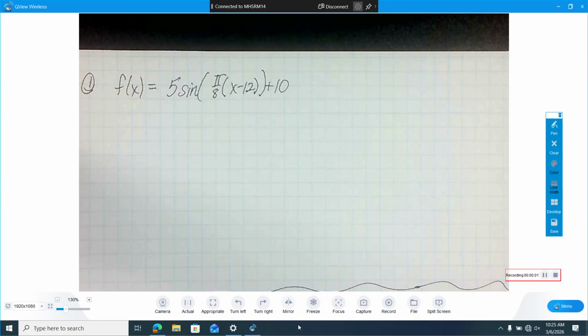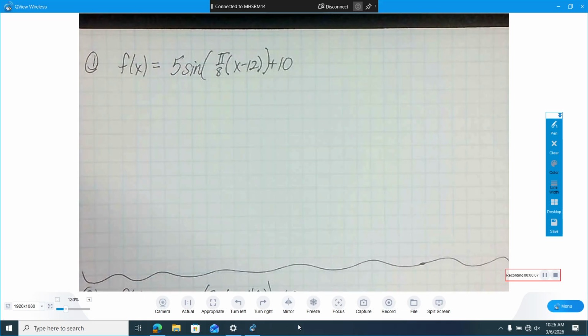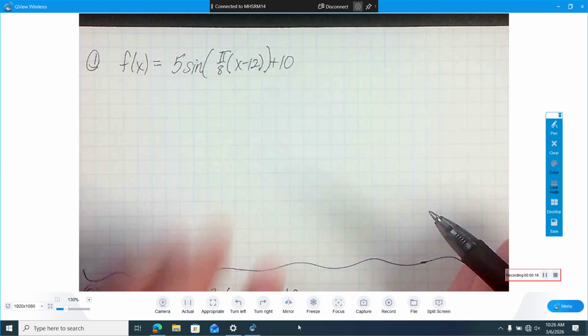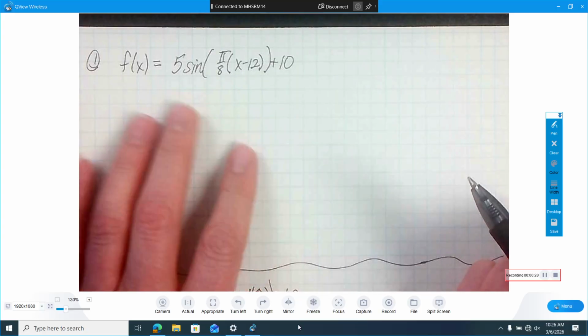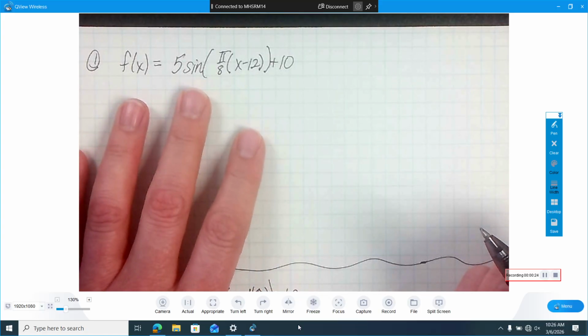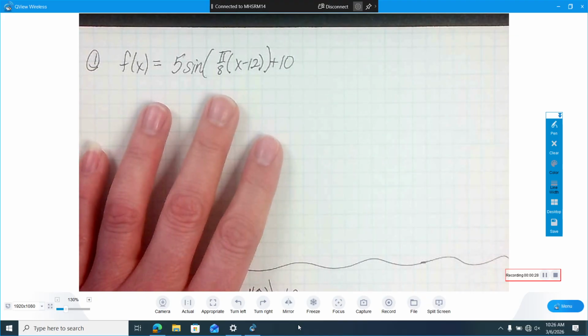But please take notes so that you have two ways to possibly graph these sine and cosine curves with all the different translations that we can do. So here we have an example. I have two problems to do with you guys, so you can see how that'll work. And this is the first one. F of x equals 5 sine of pi over 8 times the quantity x minus 12 plus 10.